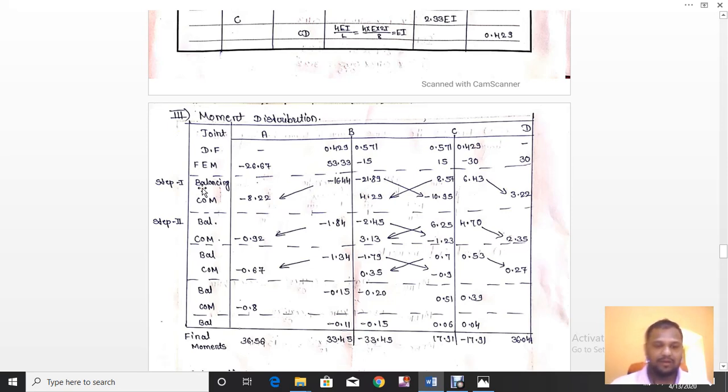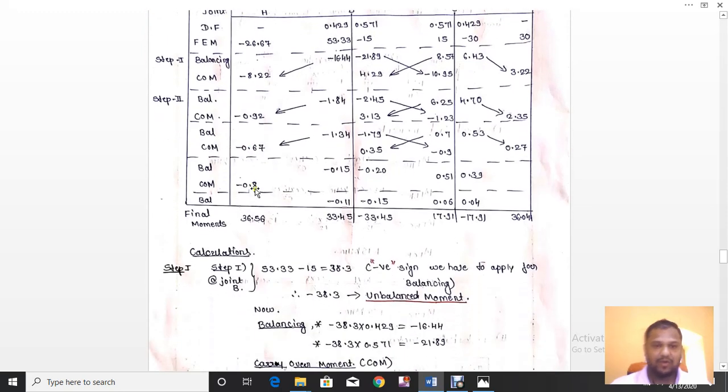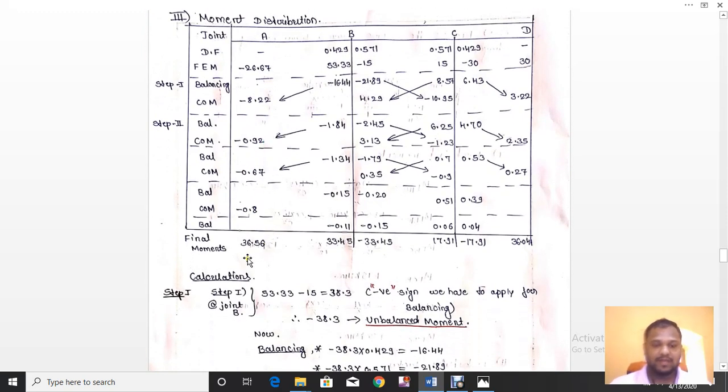Step number 1, balancing. So how you are going to balance? So I have shown the calculations over here. So step number 1 at joint B. So first of all we will consider joint B, then we will go for joint C. So at joint B you can see 53.33 minus 15. So minus 15 we have got it as 38.3. So minus sign we have to apply for the balancing. So minus 38.3 is unbalanced movement.